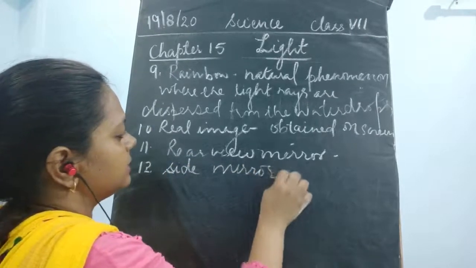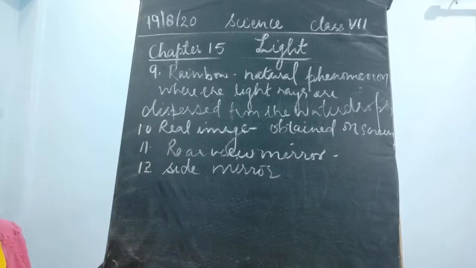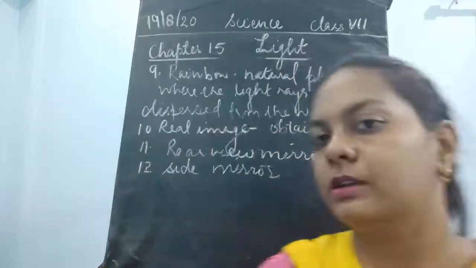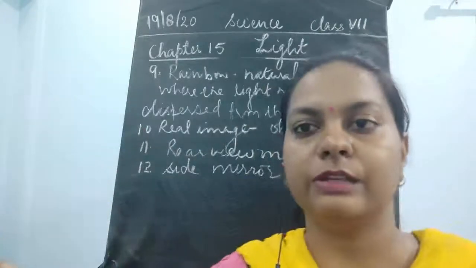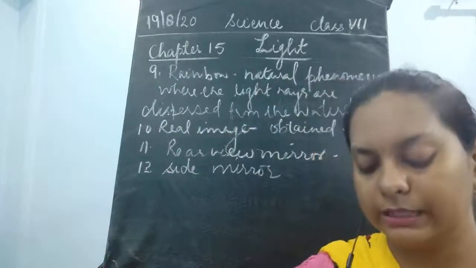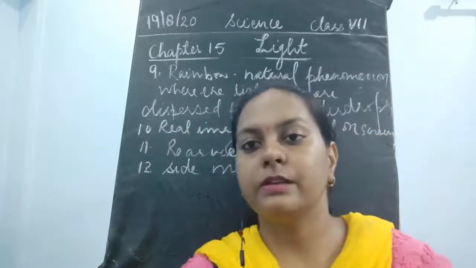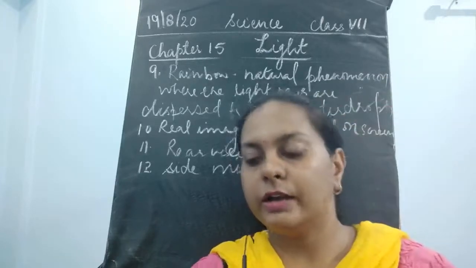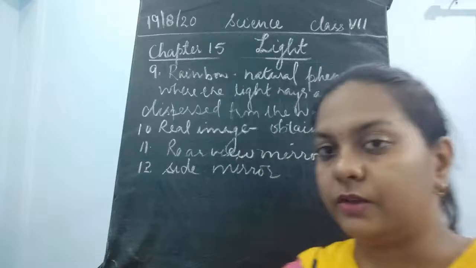As the name suggests, the side mirror means the mirror which is present on the side. Now which side are we talking about? The mirrors which are present in cars and vehicles at the side to see the side views. The rear view mirror is present in the center of the car. When you are sitting inside, just above the driver's seat, in the middle of the car, there is one mirror which is known as a rear view mirror.